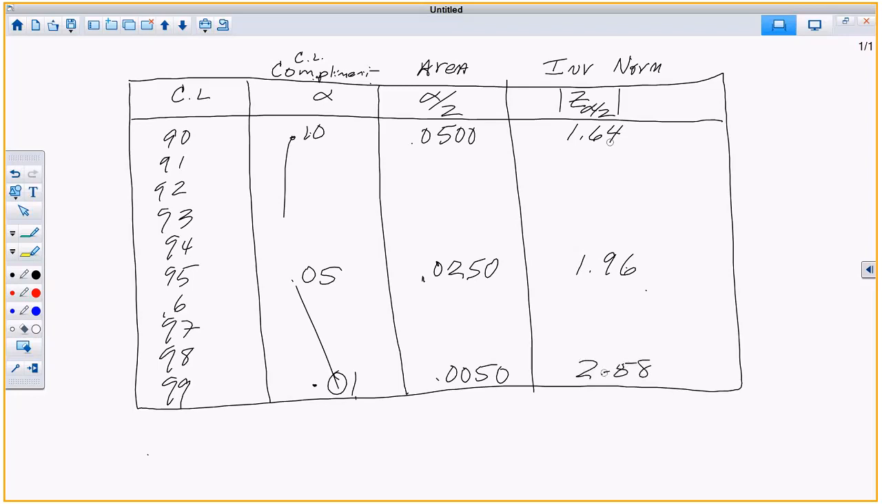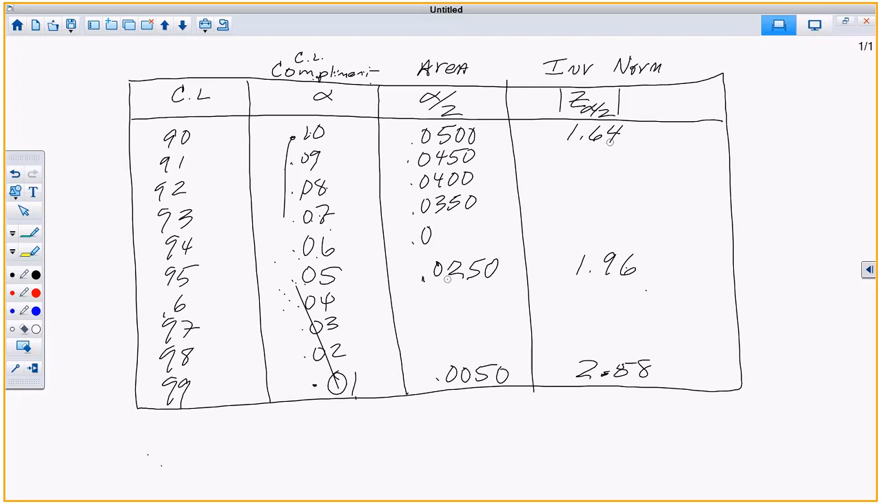All right, now fill in the rest. This would be 0.09. Told y'all we're going to do this. This would be 0.08, 0.07, 0.06, 0.04, 0.03, 0.02. And this would be 0.0450. This would be 0.0400. 0.0350.